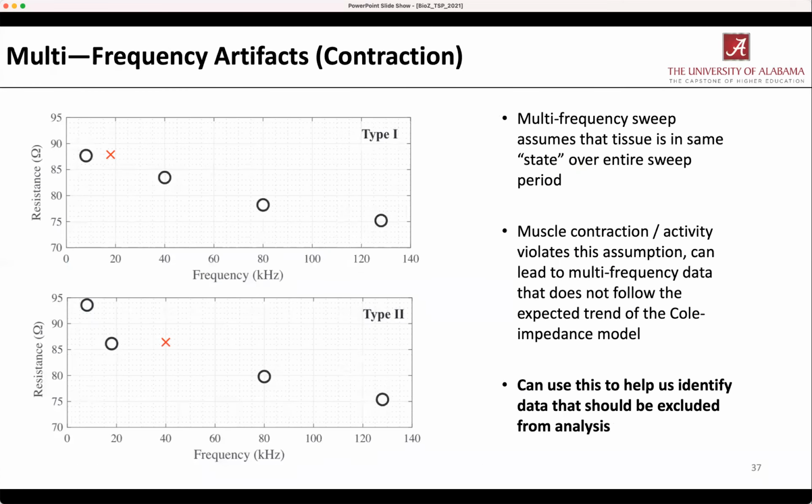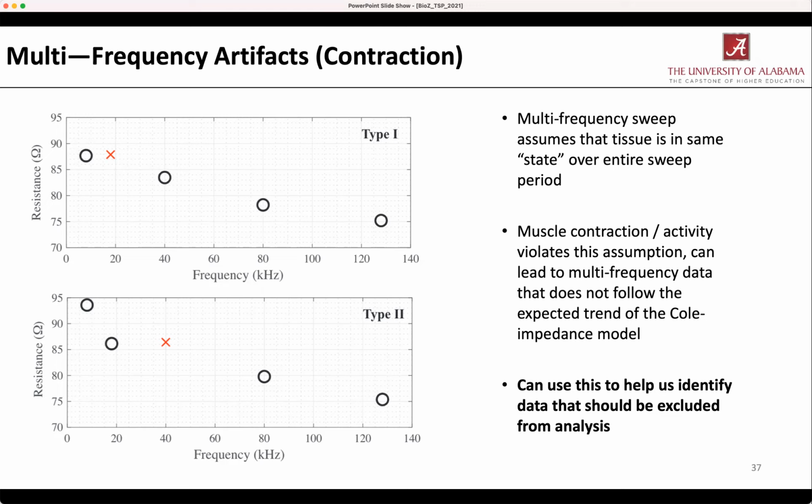So if I'm doing a multi-frequency sweep, I'm assuming that the tissue is in the same state at the start and stop of the sweep. That holds true for very short time periods. But if I start collecting data over multiple seconds, there's a potential where that isn't true. I could catch a period where somebody goes from sit to stand, or where somebody is walking, or climbing up stairs, all these pieces. So muscle contraction and activity violate this assumption, and it can introduce artifacts into our data.